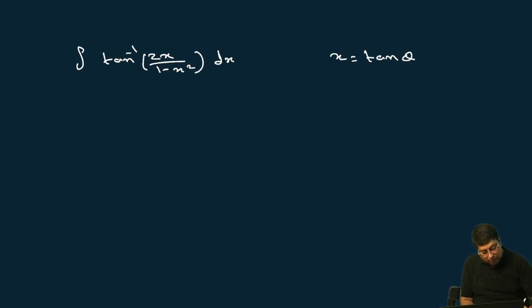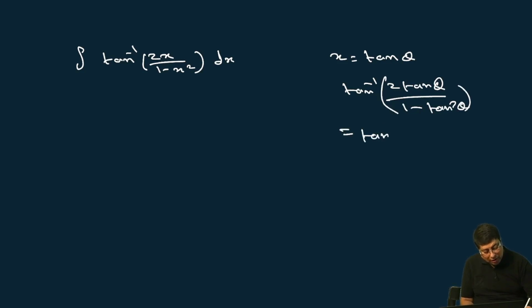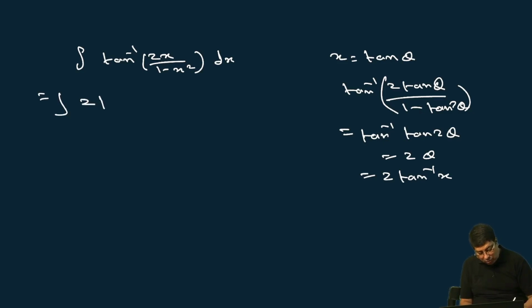Therefore, tan inverse of 2 tan theta by 1 minus tan square theta, that is tan 2 theta. So always in case of inverse you have to do like this. If it is tan inverse, you have to manipulate in such a way that it will be tan of something. So in this way, tan 2 theta, this is coming to be 2 theta, that is 2 tan inverse x. Therefore, in this case we can write 2 tan inverse x.